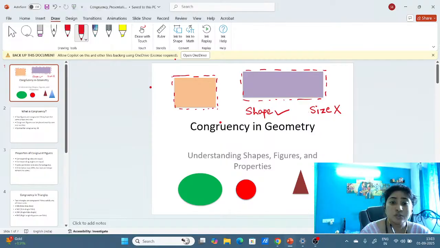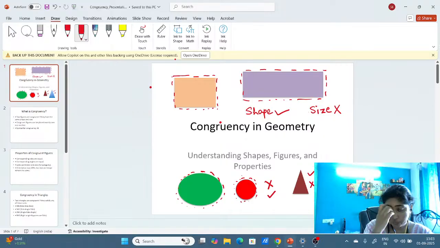Okay, and then just notice this one and this circle. What about them? Do they have same size? No. Do they have same shapes? Yes. Like that in these two triangles also you can observe they have same shape but they don't have same size.